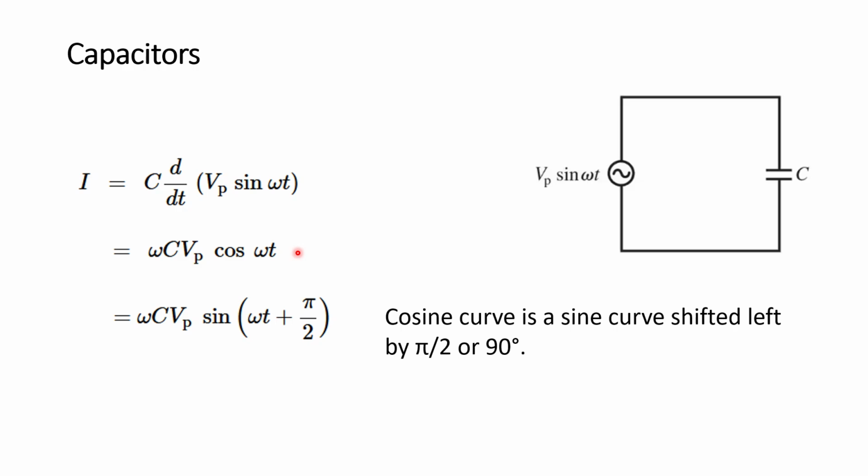And since a cosine curve is a sine curve that's been shifted to the left by pi over 2, I want to turn this back into a sine curve. So let's say cosine omega t is sine omega t that's been shifted to the left by pi over 2. So we'll say sine of omega t plus pi over 2.